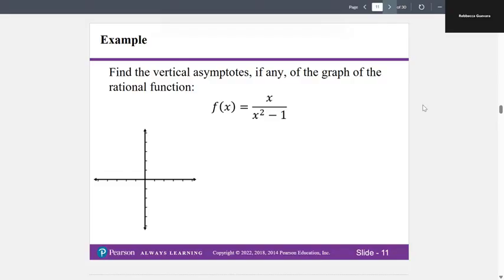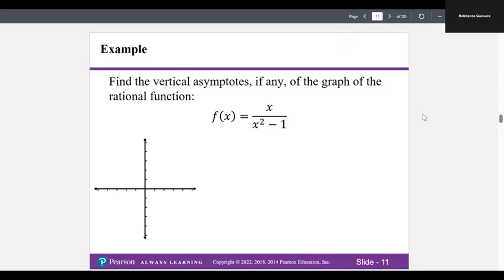We want to find the vertical asymptotes, if any, of the graph of the rational function. So we have x on top, and I have x squared minus 1 on the bottom. So first thing we want to do is factor everything and see if we got common factors. So x squared minus 1 is just going to be x plus 1 times x minus 1. So we are going to see we have no common factors among the top and bottom.